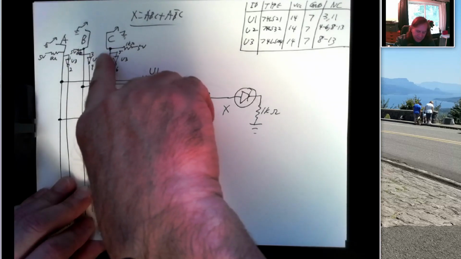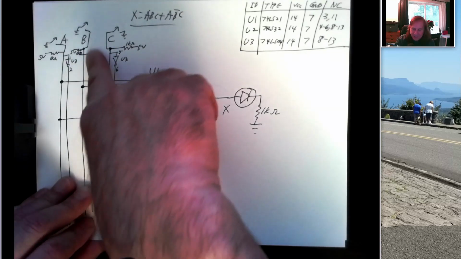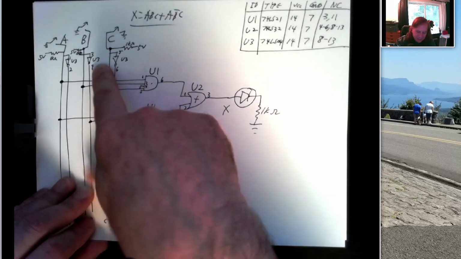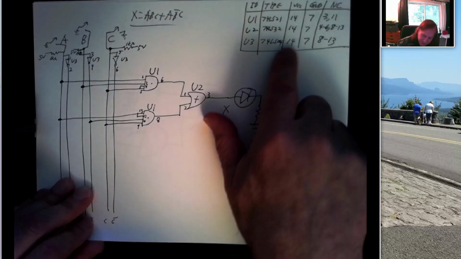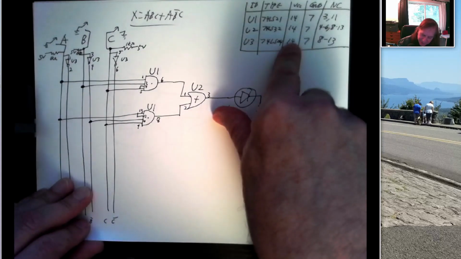So what's the problem? Is it that this is not actually an inverter? Is the inverter bad? Did I put in the wrong type of chip? Did I forget to connect power and ground on pins 7 and 14?